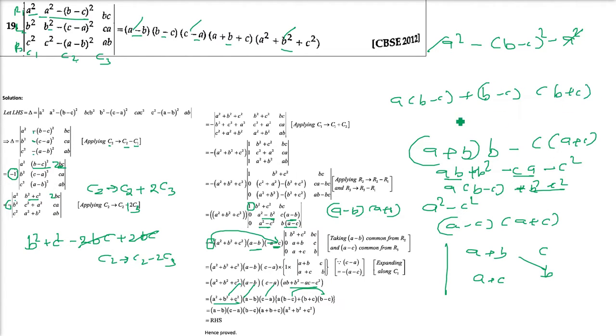You can take (b minus c) common here, because we also need b minus c as a factor. Inside this we have a plus b plus c. So all of it, whatever we wanted, has come on the right hand side. This is the whole way of doing it. Okay.